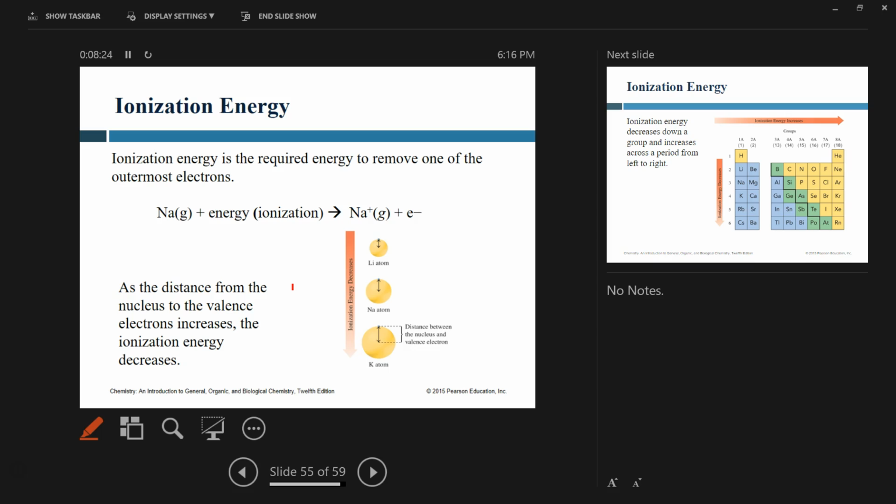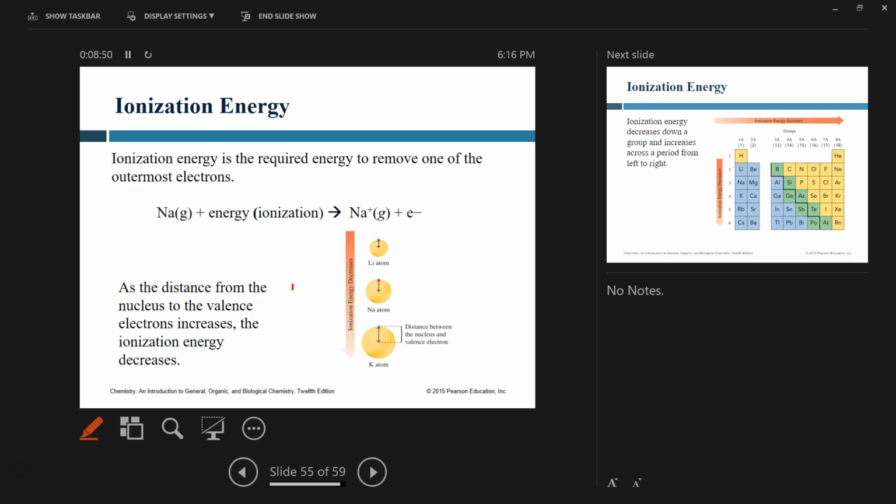An ion is an atom that has either lost or gained something. Lost or gained what? Its smallest part, an electron. Very good. So it's either lost or gained its smallest part, an electron.